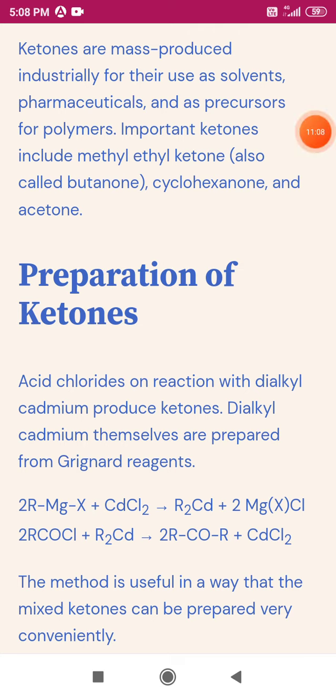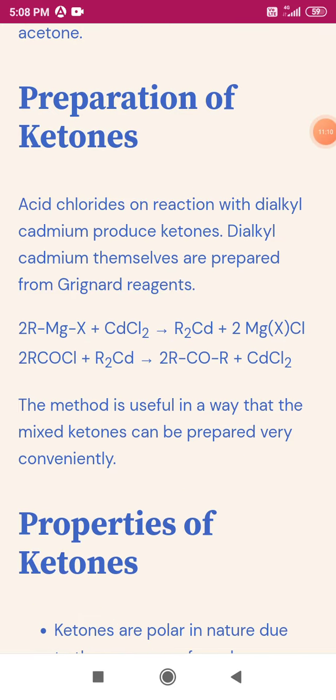Now let's look at the preparation of ketones. Acid chlorides on reaction with dialkyl cadmium produce ketones. Dialkyl cadmium compounds are themselves prepared from Grignard reagents.